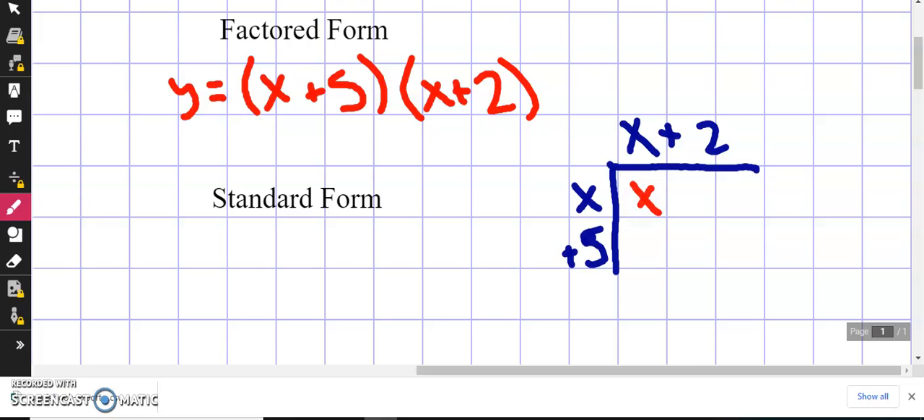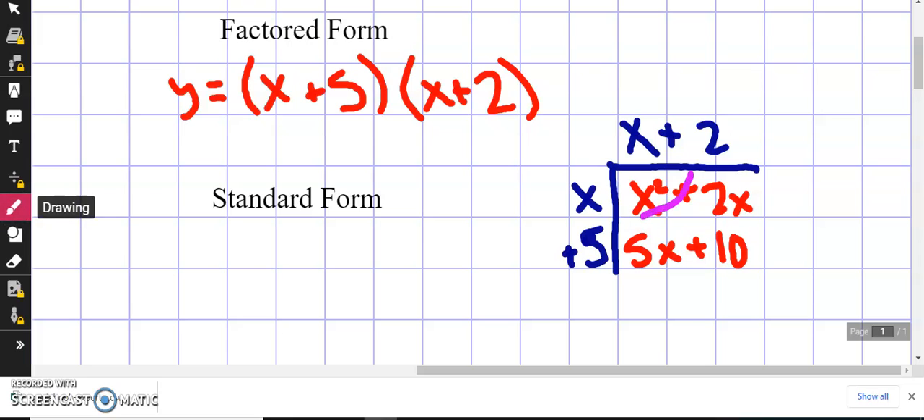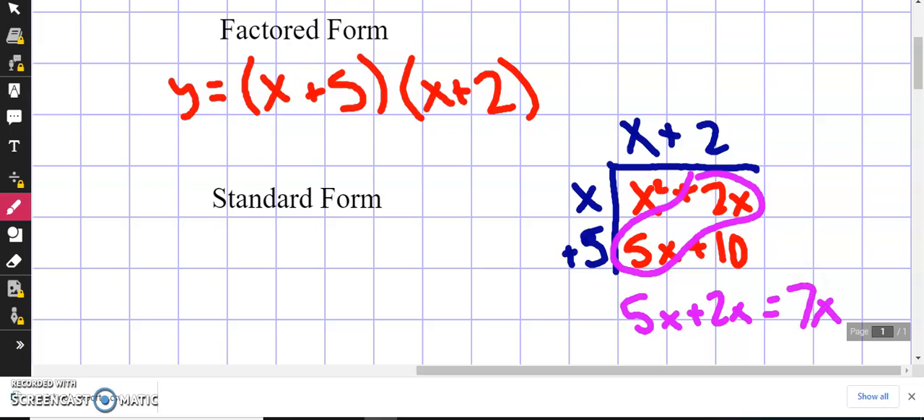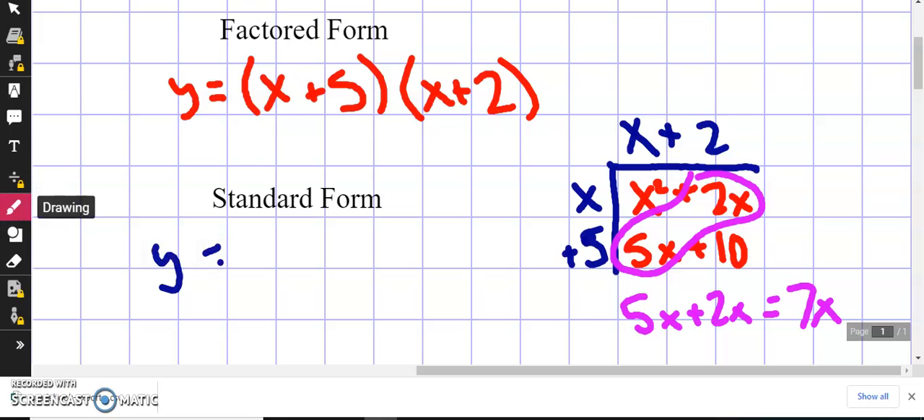So x times x gives me x squared. x times 2 gives me plus 2x. 5 times x gives me 5x. And then 5 times 2 gives me 10. And then we notice that the middle terms both have x. So I have a 2x and a 5x. So of course I know 5x plus 2x gives me 7x. So when I'm writing out my standard form, I will have y equals x squared plus 7x plus 10.